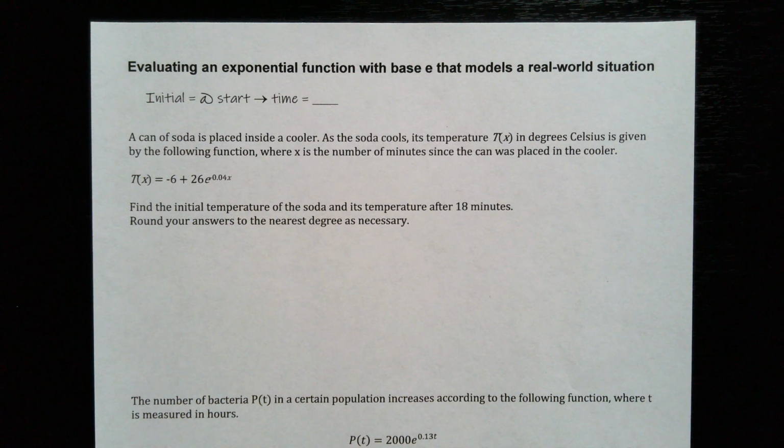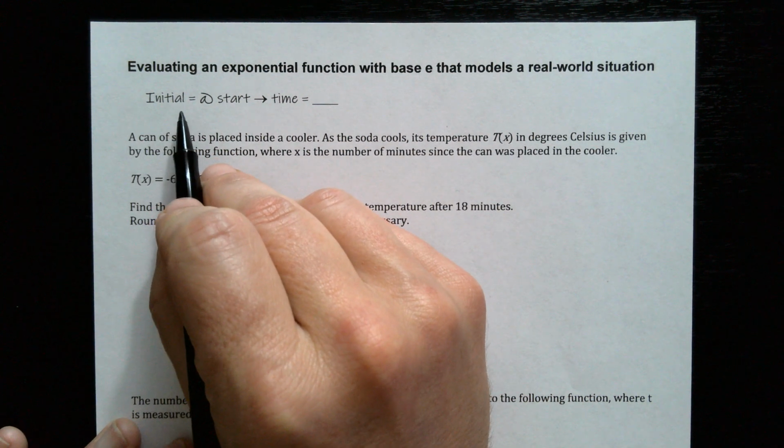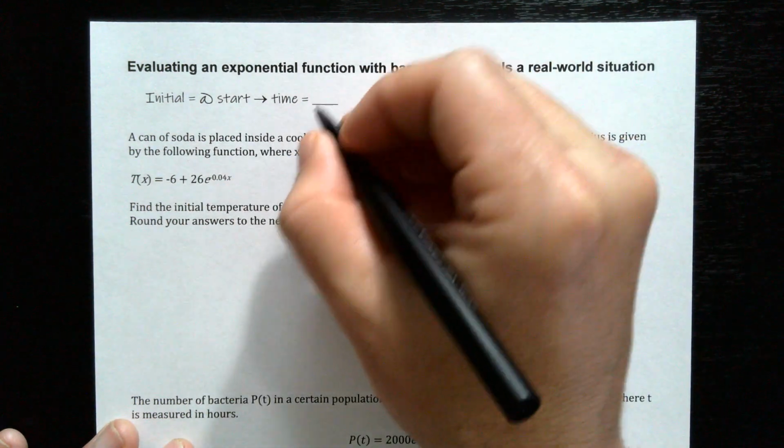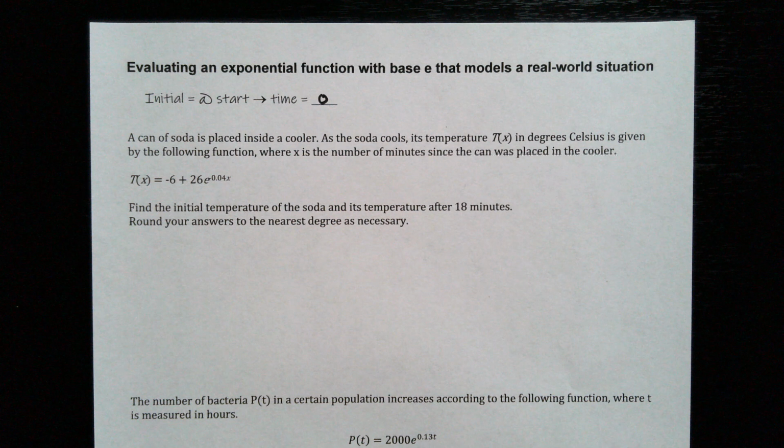In this video, we're going to be evaluating an exponential function with base e that models a real-world situation. Okay, and we need a reminder that the initial amount is at the start time, which means t equals 0. When you're asked to find the initial amount, that means no time has passed yet, so t is equal to 0. Okay, let's look at the first problem.